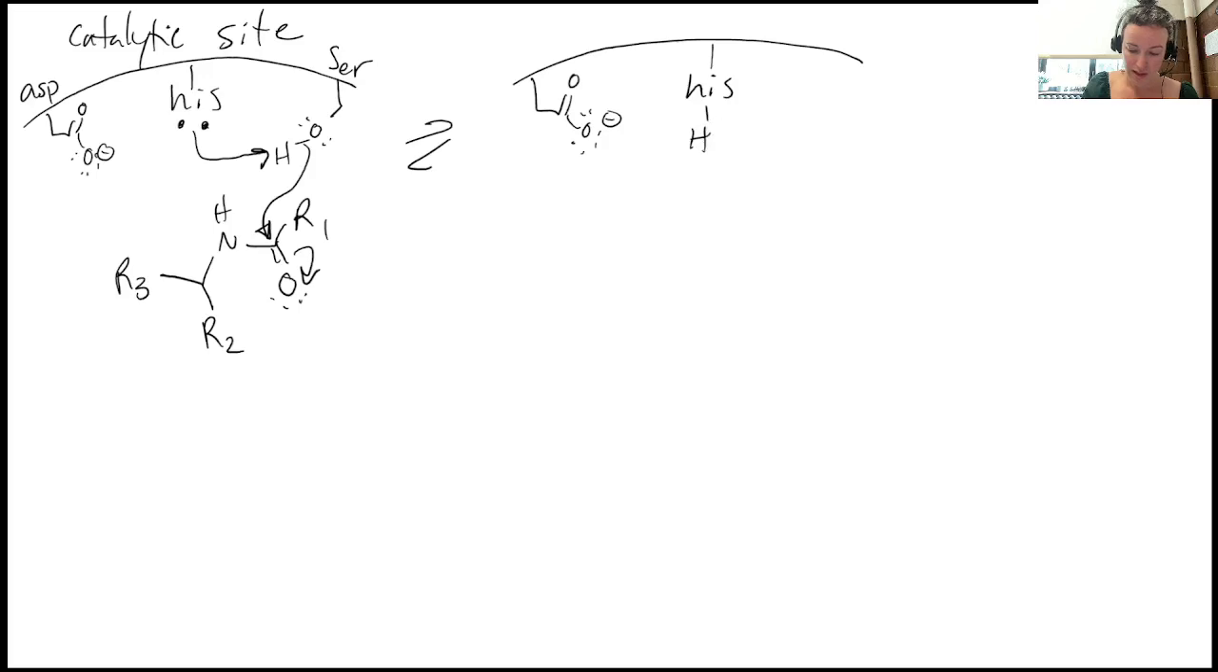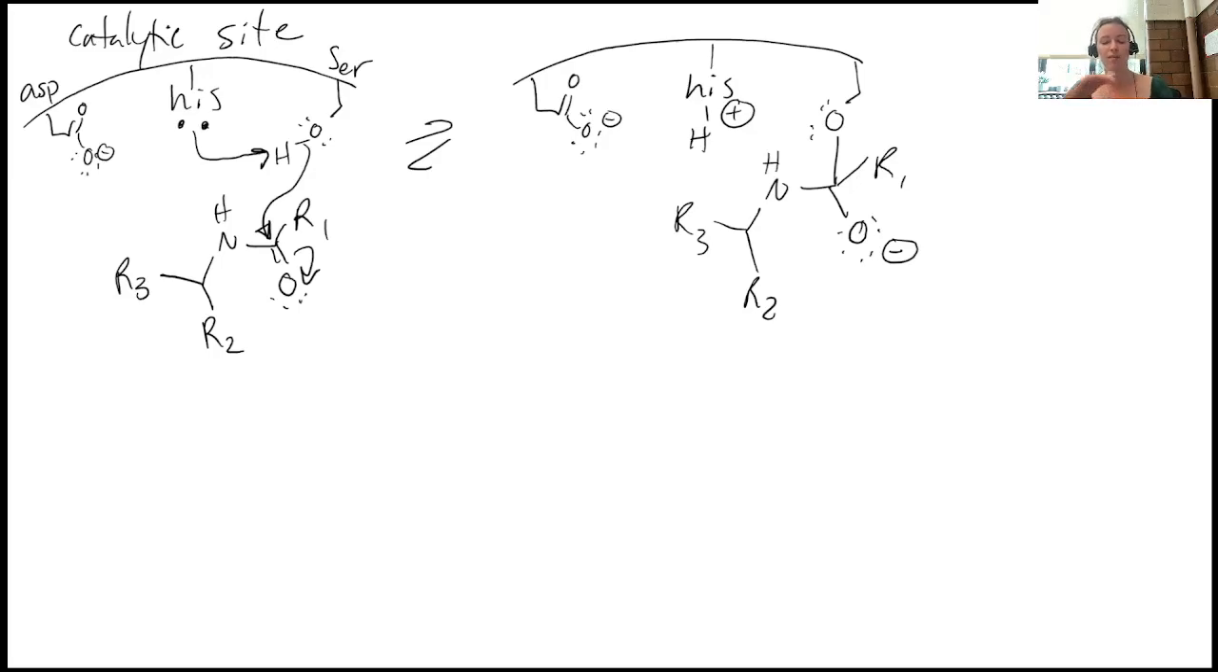Starting with the catalytic site, we've seen histidine is now protonated. But now, since serine performed that nucleophilic attack, it is going to be covalently linked now to our substrate. That carbonyl oxygen now is O-. And here's the rest of our substrate.